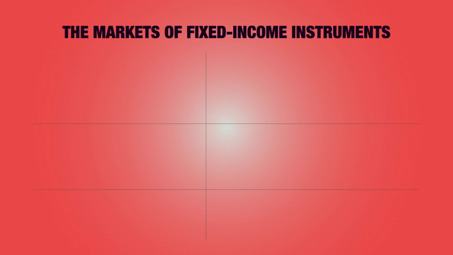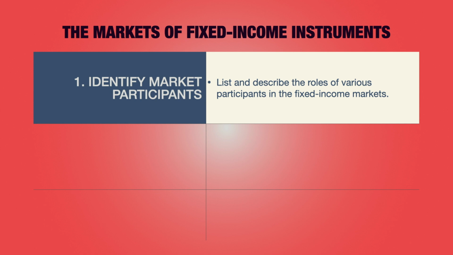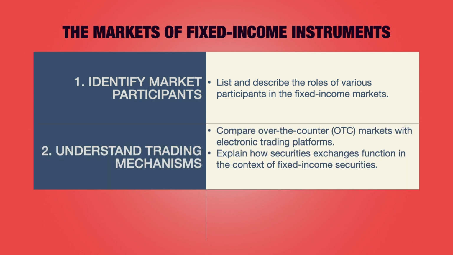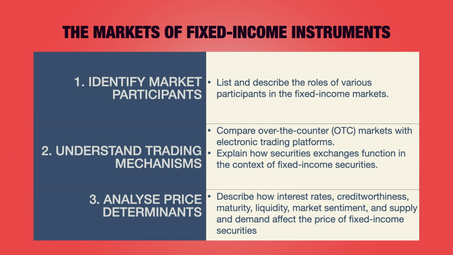Regarding the markets for fixed income instruments, make sure you can identify market participants by listing and describing the roles of various participants in the fixed income markets. Understand trading mechanisms by comparing over-the-counter markets with electronic trading platforms and explaining how securities exchanges function in the context of fixed income securities. And analyze price determinants by describing how interest rates, creditworthiness, maturity, liquidity, market sentiment, and supply and demand affect the price of fixed income securities.